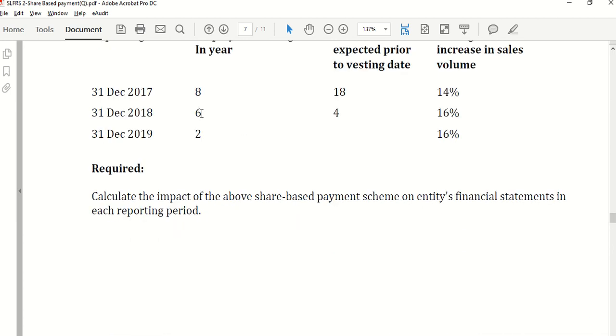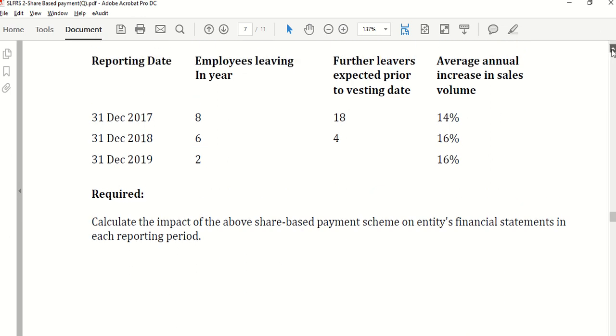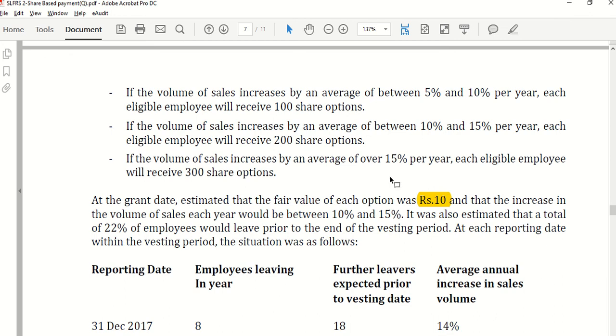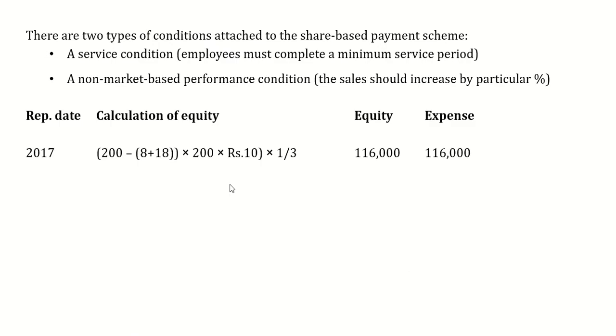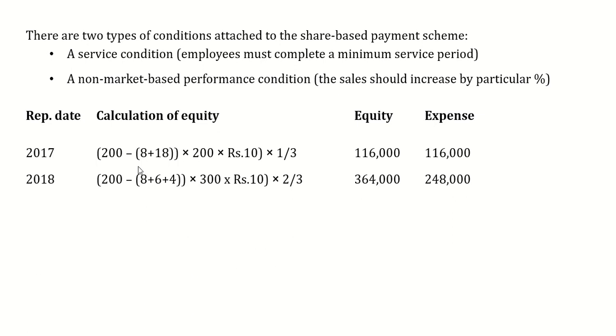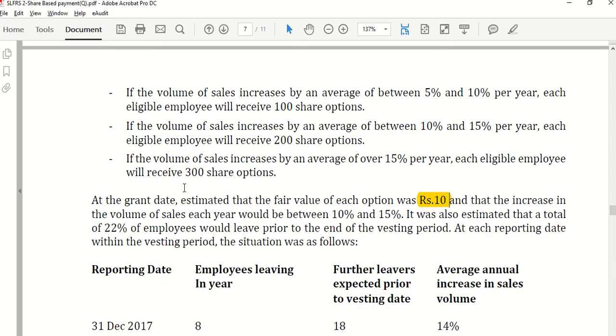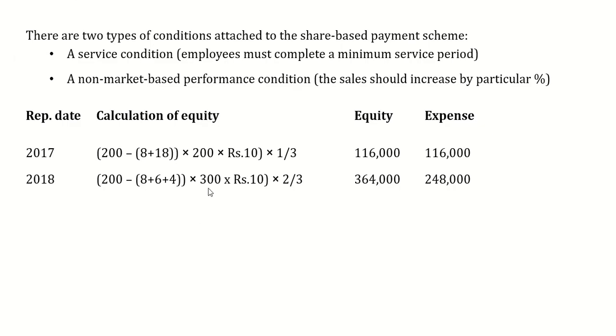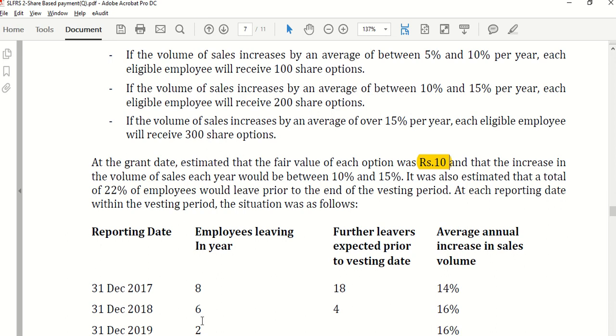What happened in the second year? Actually 6 people left, first year 8 and second year 6, it is 14, plus another 4, altogether 18. In the second year the expected increment rate is 16%, which comes to the third category, so they are eligible for 300 share options. So 200 minus first year 8, second year 6 and third year 4, they are expecting 4 here, right? Multiplied by 300 share options, multiplied by 10, and this liability should be equal to 2/3, so the liability will be 364.